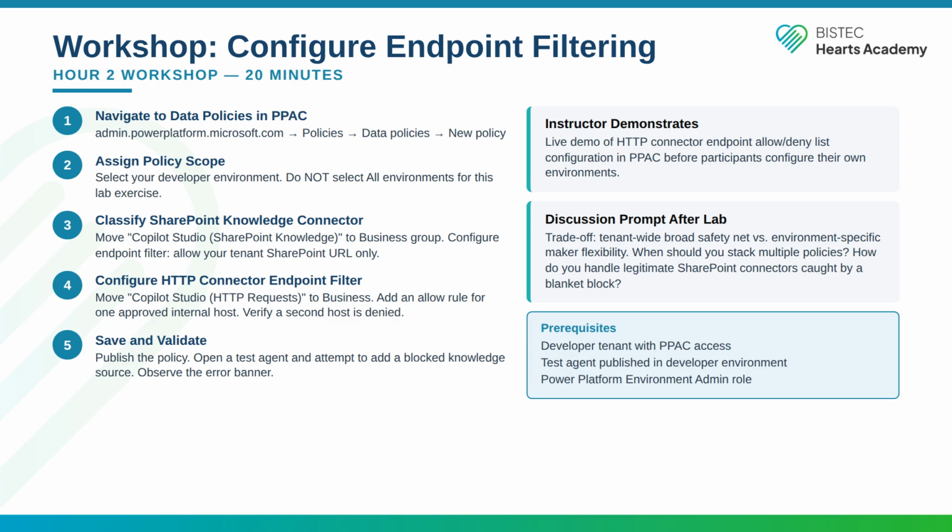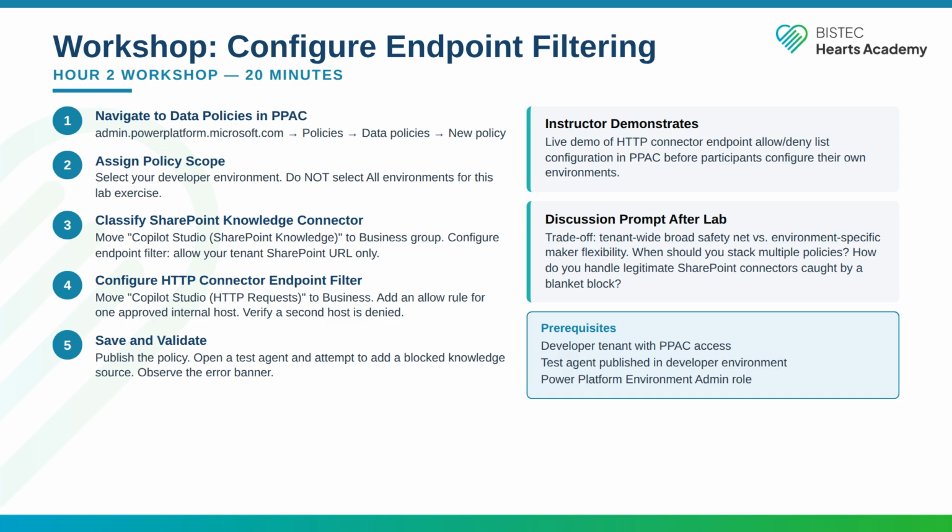Step 3. Classify the SharePoint Knowledge connector. Find Copilot Studio SharePoint Knowledge in the connector list and move it from non-business to business. Once it is in the business group, the endpoint filtering option becomes available. Add your tenant SharePoint URL as the only allowed URL. All other SharePoint URLs will be blocked by this filter, even though the connector itself is permitted.